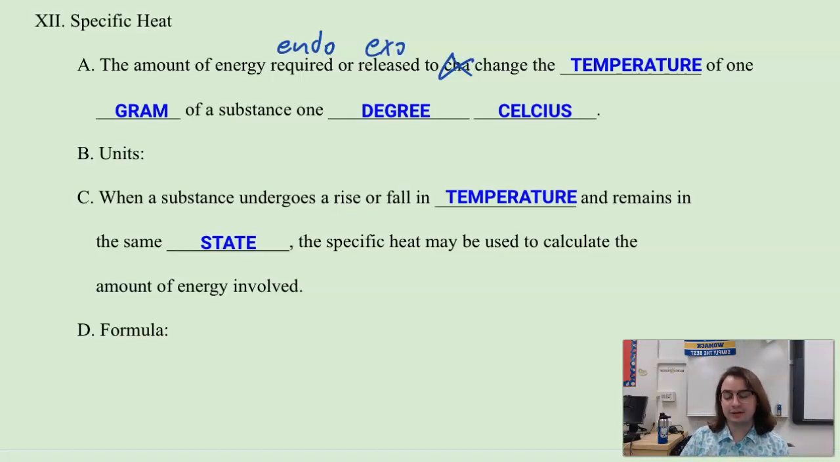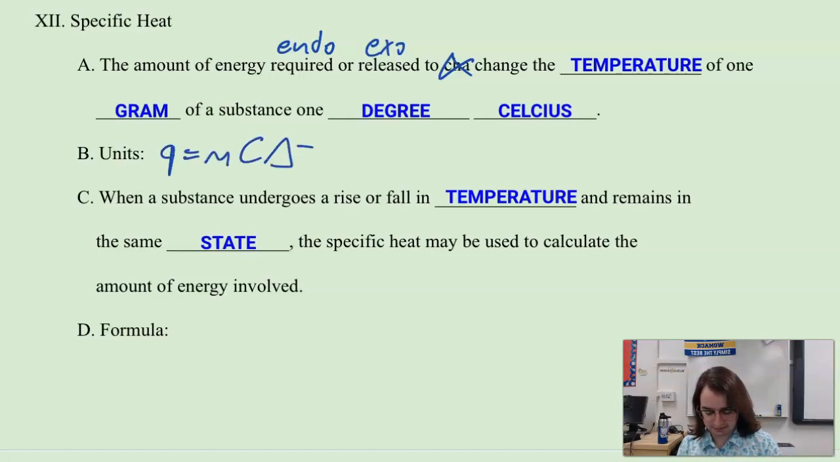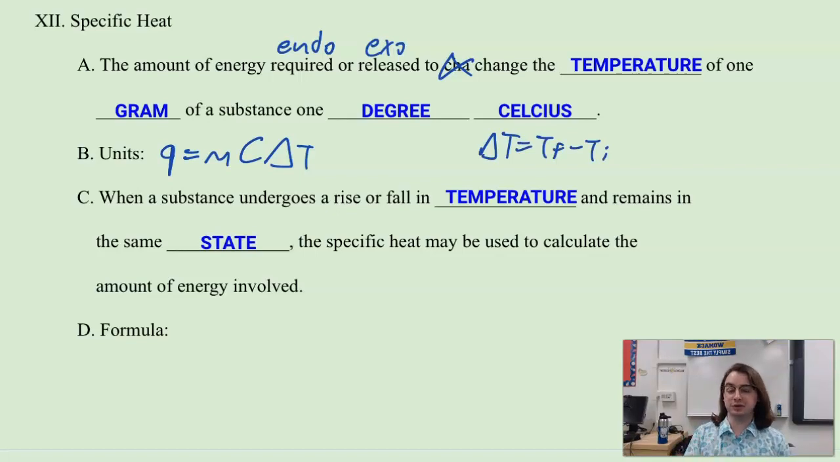We've talked about specific heat in the past, and if you remember, the equation that we use is Q equals mc delta T, where m is mass, c is specific heat, Q is heat, and delta T is the change in temperature, which sometimes we relate to as delta T equals Tf minus Ti. We only use that when we have to look for one or the other; otherwise we can just use delta T. When a substance undergoes a rise or fall in temperature and remains in the same state, the specific heat may be used to calculate the amount of energy involved.